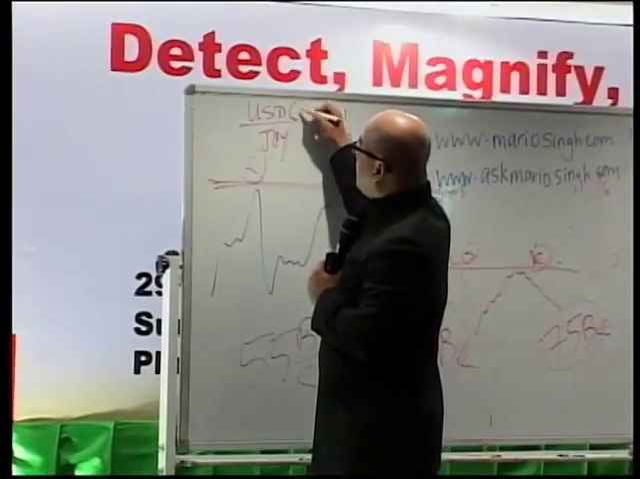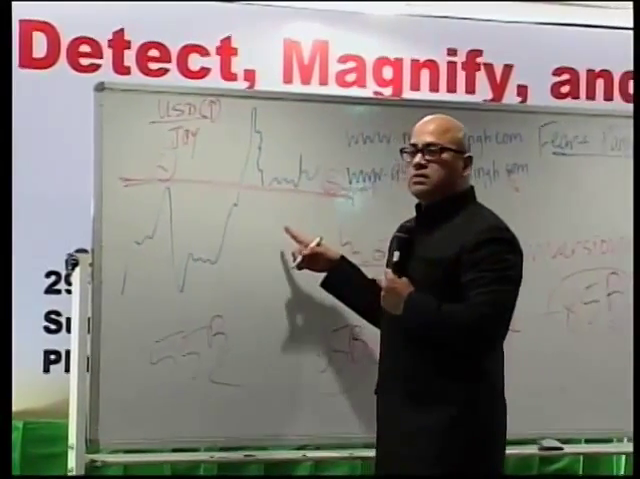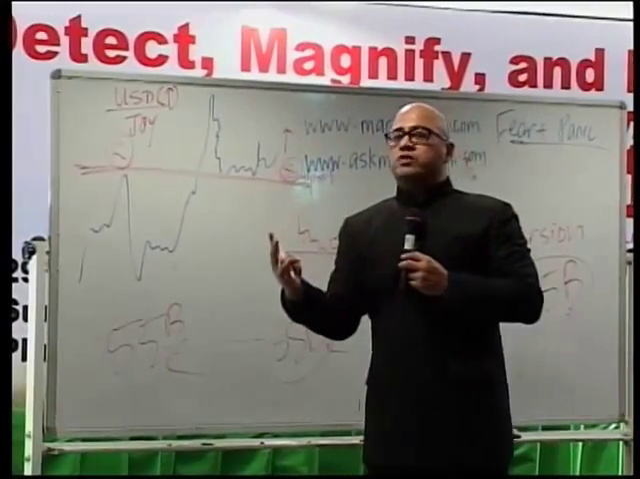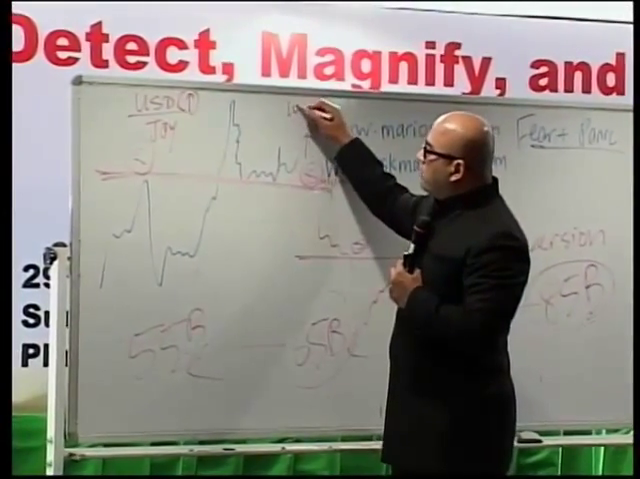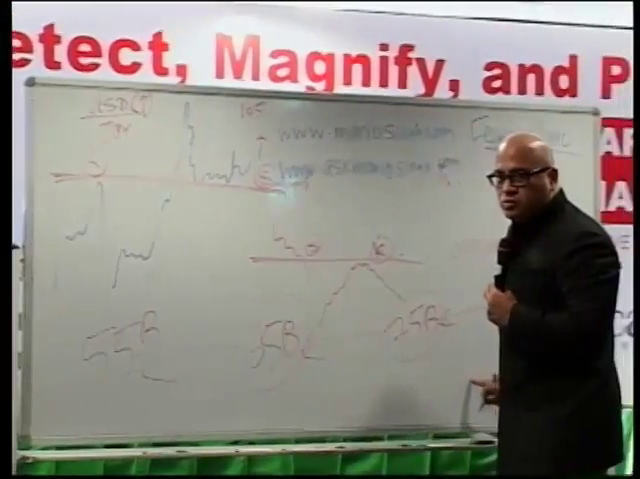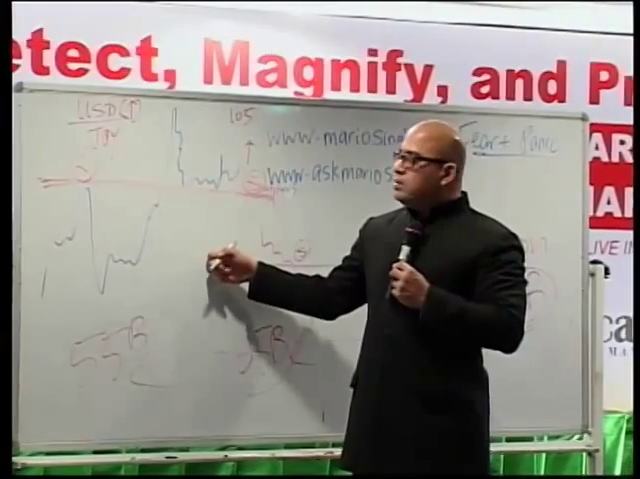USD go up or go down? Whole fraction go up or go down? Up. So now you got two reasons. Based on the chart, it may go up to 105. Based on the news, the US dollar will also strengthen. So, buy dollar yen.